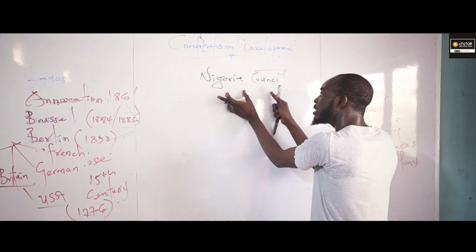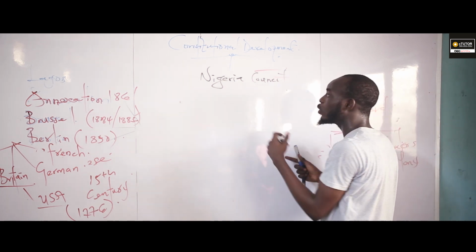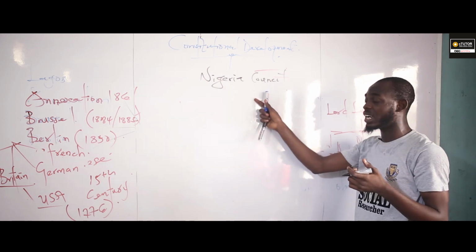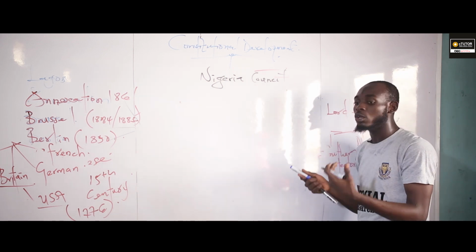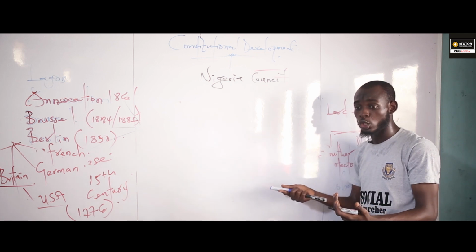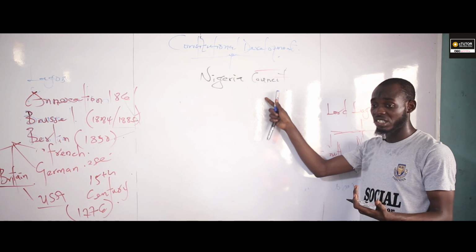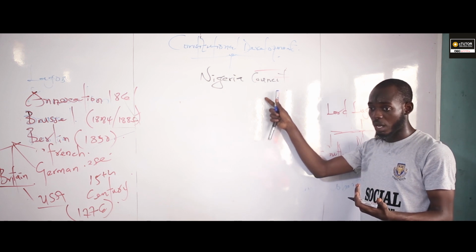After he introduced this Nigerian Council, the major aim of introducing the Nigeria Council was to ensure Nigeria is participating in what? In the parliament. That's the reason why he introduced the Nigeria Council.